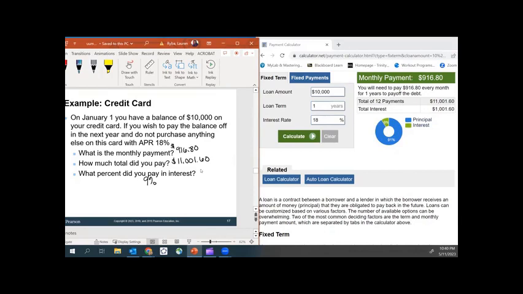So as you guys have seen, anytime you're getting a loan or you have a credit card balance and you're carrying that balance over, you have to repeatedly pay interest on that.